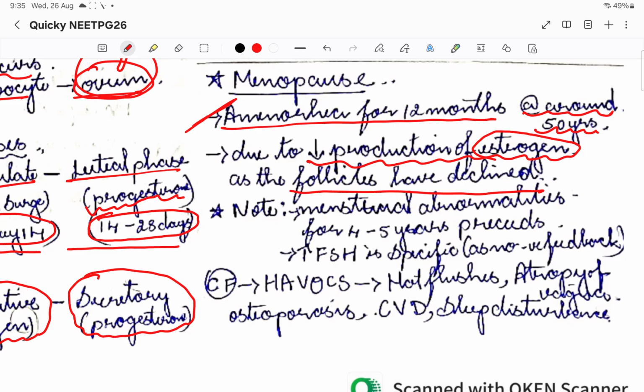Okay, so menstrual abnormalities for 4 to 5 years will be there before menopause, and there will be increased FSH with respect to menopause. This is basically because there is no negative feedback coming. There is no progesterone basically. Progesterone was what caused the negative feedback for GnRH, so there is no GnRH negative feedback. That is why there will be increased FSH in the early years.